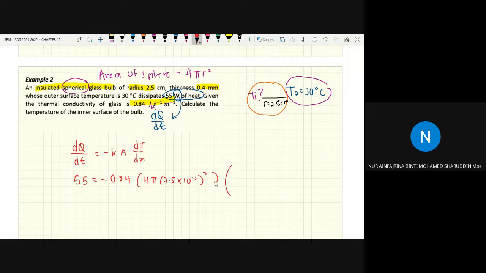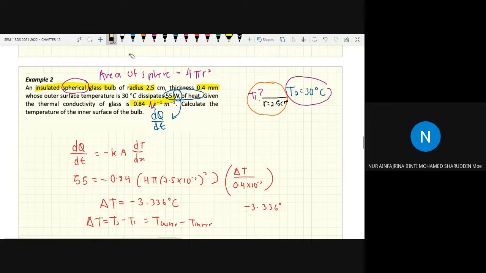And then dT dx. So dT dx Miss cari dulu. Kita nak cari perubahan temperature over x. X dia adalah thickness dia. 0.4 times 10 to power of negative 3. So rearrange the equation, Miss akan dapat temperature difference negative 3.336 degree Celsius. Jadi kita tahu temperature difference dia adalah T2 minus T1, ataupun untuk kes ini dia adalah T outer minus T inner.